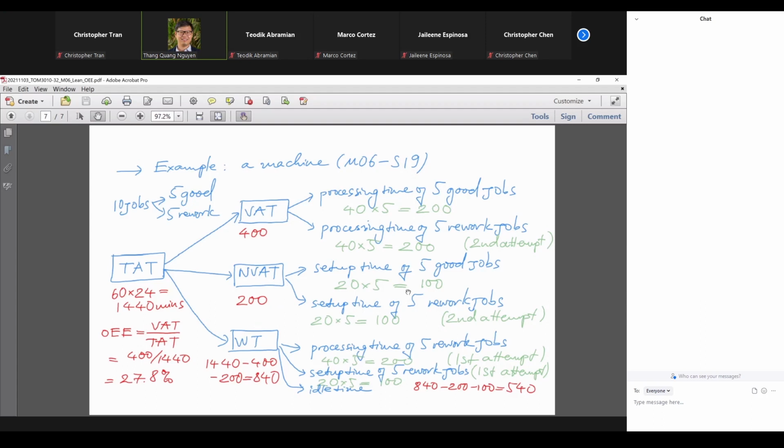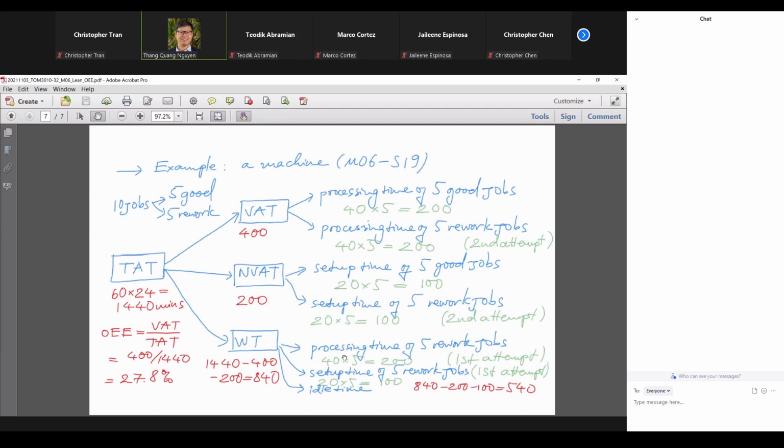So then we just add these two up, and then we have 200 minutes in total, non-value added time, right? All right, so the remaining not belonging to value added time and non-value added time will be belonging to the waste time, right? So the waste is the total available time, subtract the other two. So the total waste time is 840 minutes in this example.